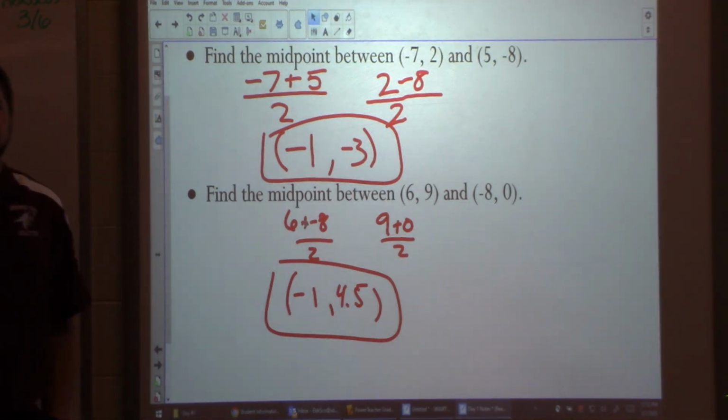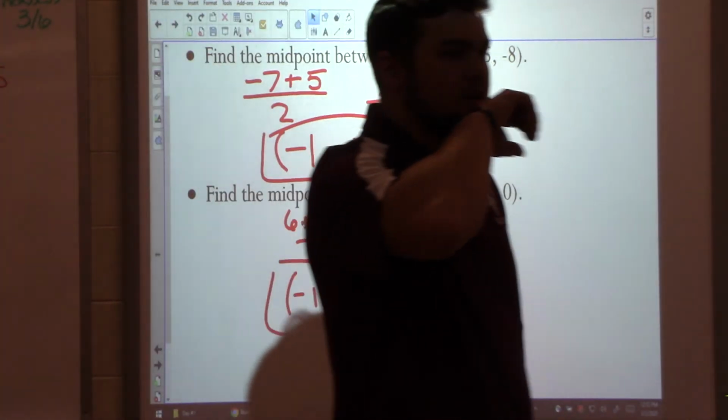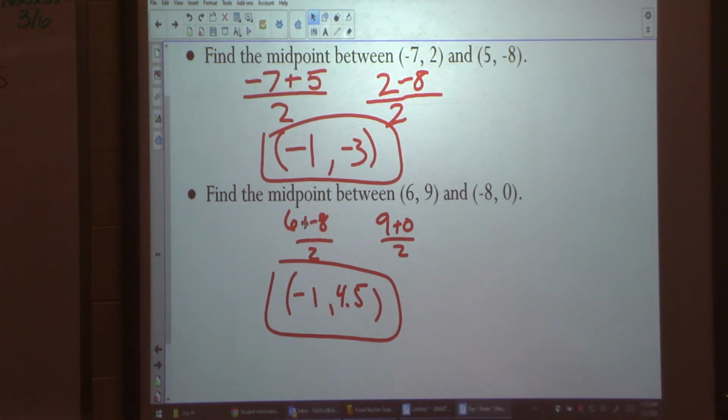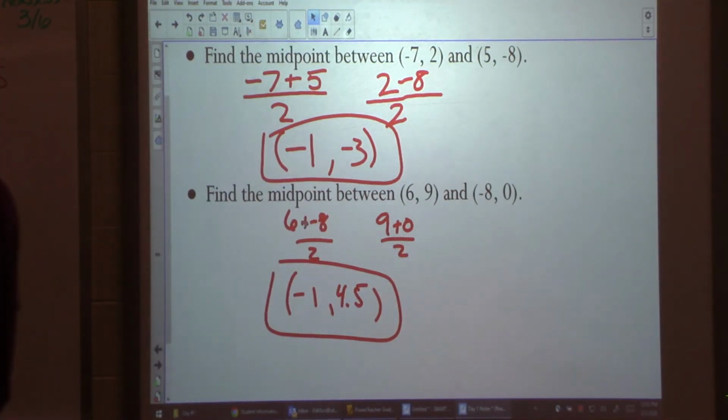Hey guys, how are we doing on those two problems? -1, -3, and -1, 4.5. Good. So-so. Wait to see everybody's thumbs. Thanks. Alright. Then, that's just using the midpoint formula.